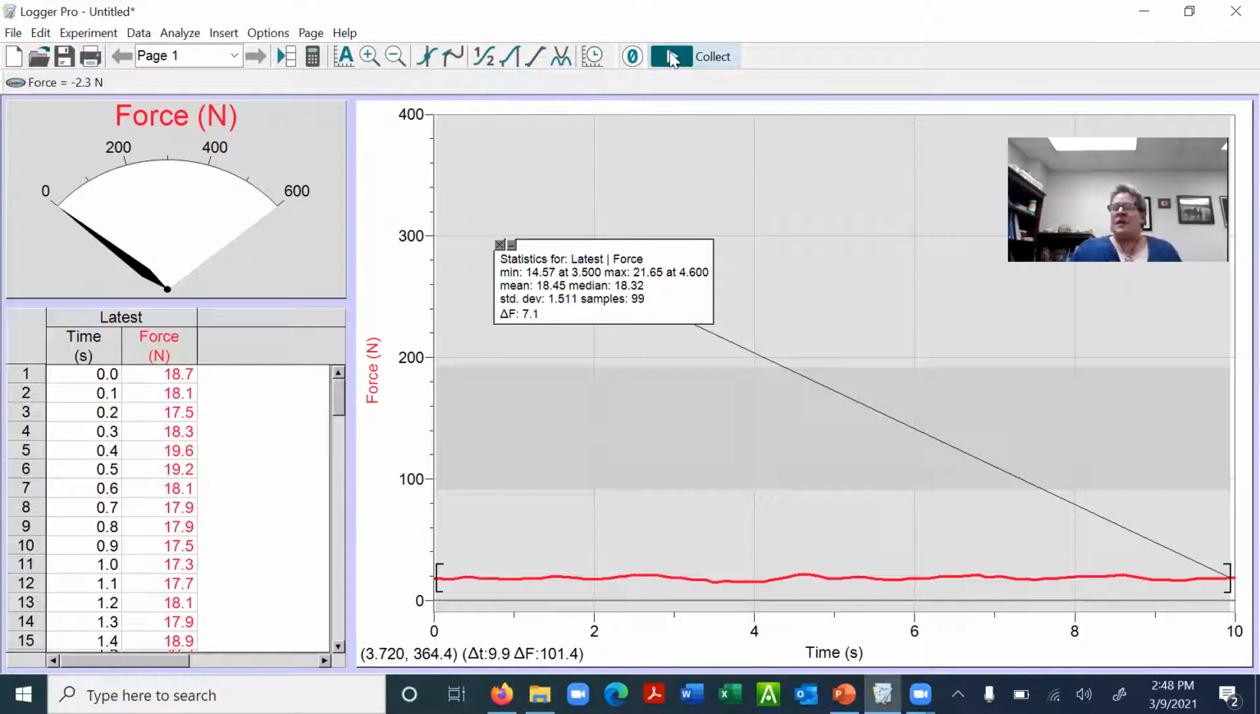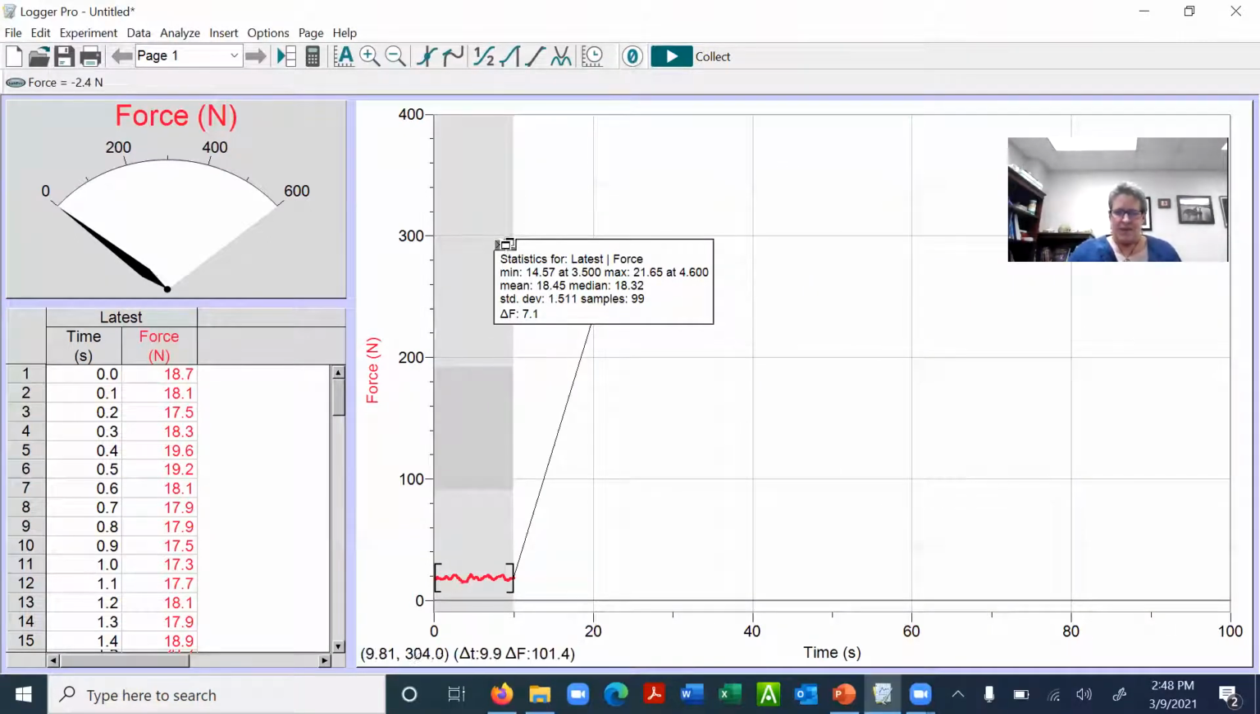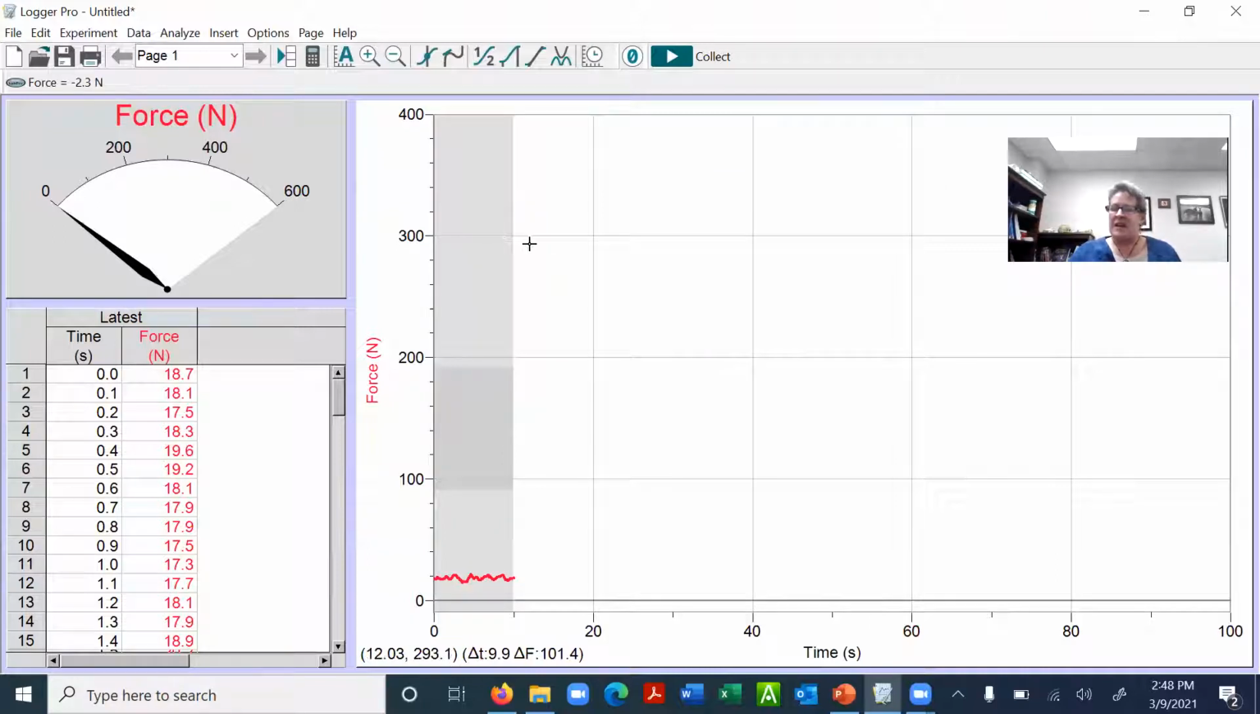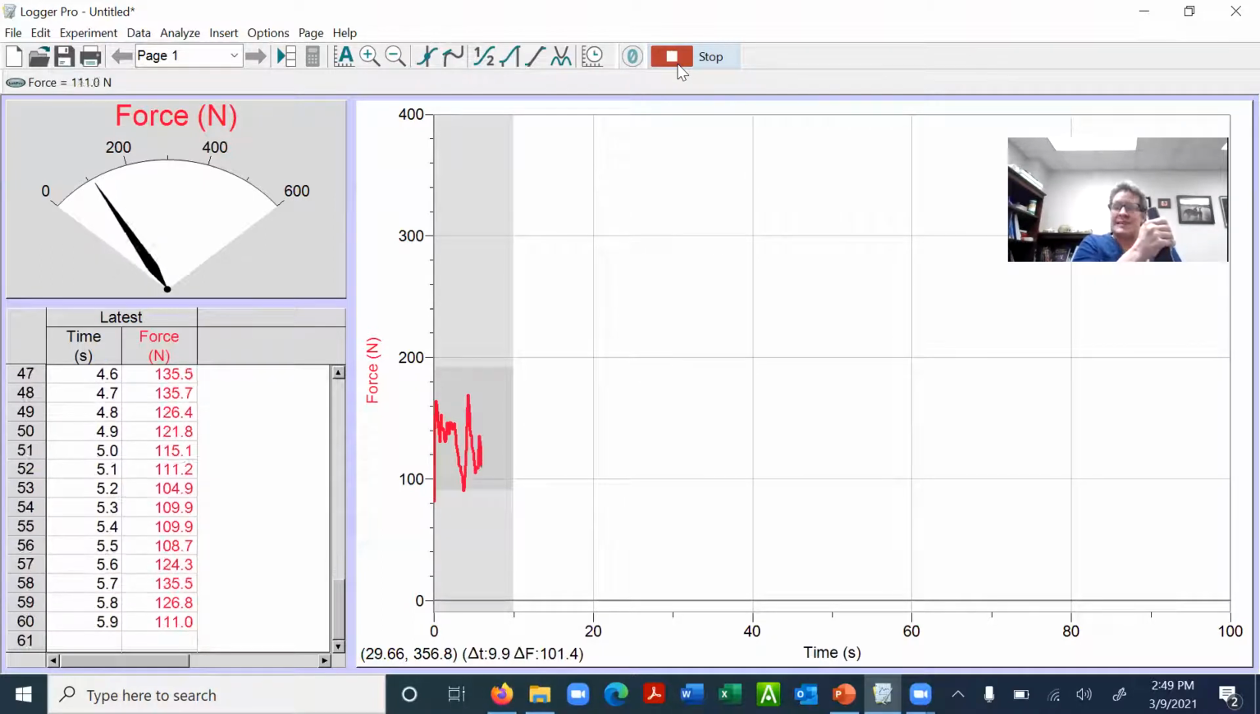Now I'm going to have to change my duration of data collection to 100 seconds because I'm going to look at a continuous grip over time to watch muscle fatigue. So let's change data collection to 100 seconds. I'm going to get rid of this because it's annoying. Now with my dominant hand, I'm going to hold this for 100 seconds, and that's going to take some time. So let's begin. It's amazing how long 100 seconds is.